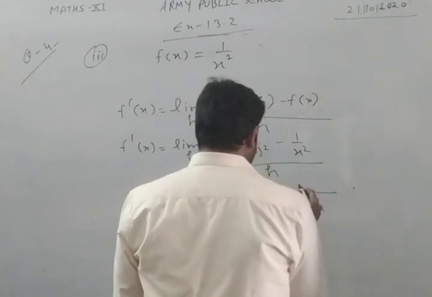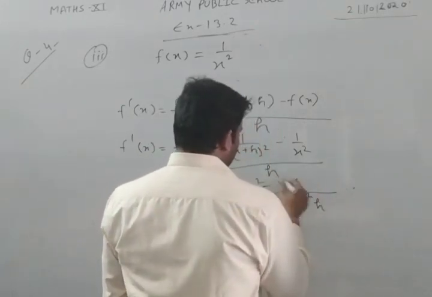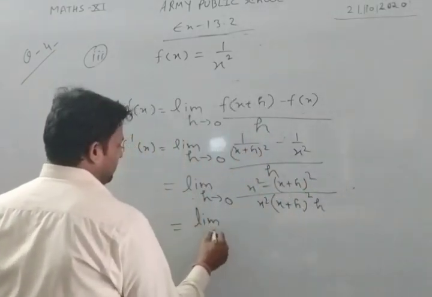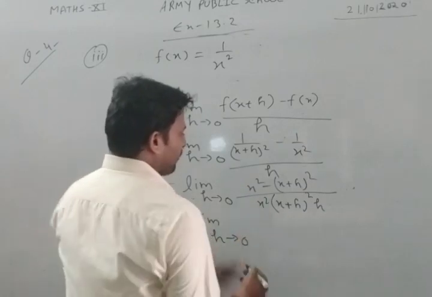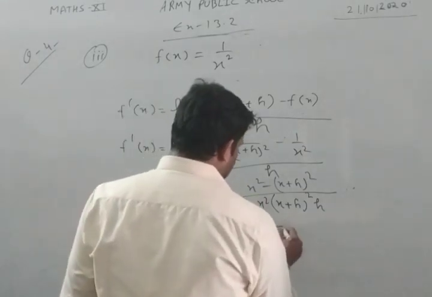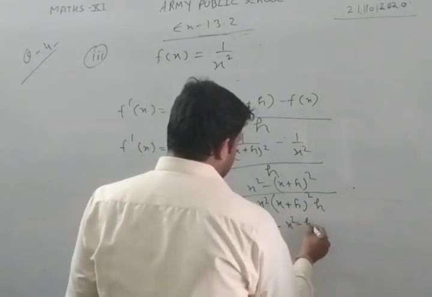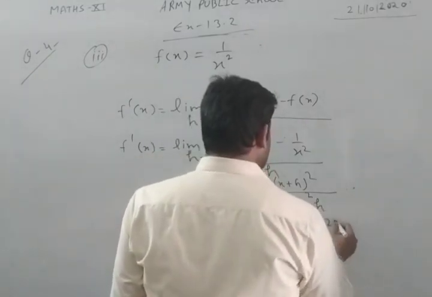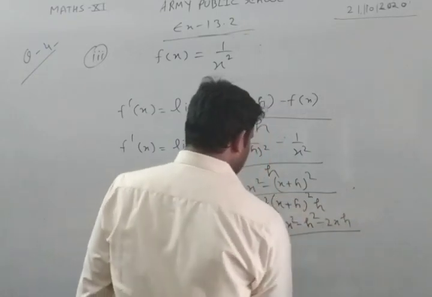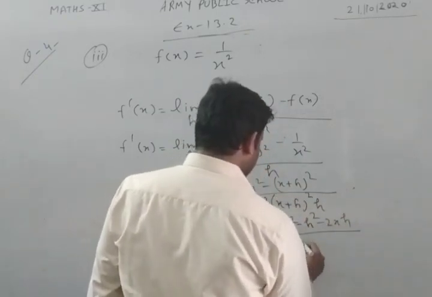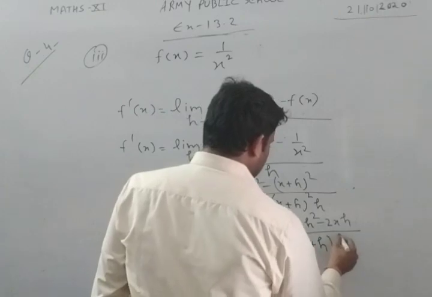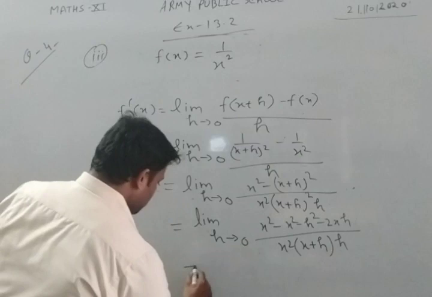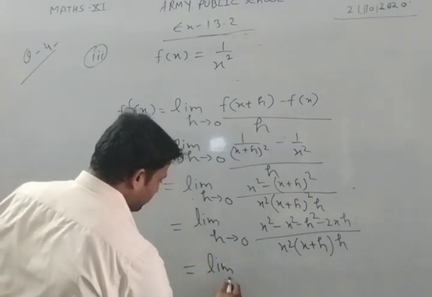We get (x plus h) whole square. Now again, limit h tends to 0. We open it: x square minus h square minus 2xh, divided by x square (x plus h) square, divided by h. Okay, now limit h tends to 0.